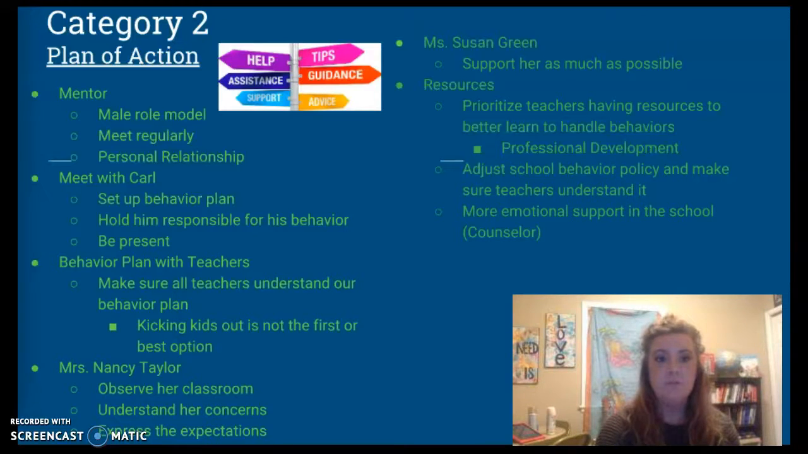Then I would also like to provide resources for teachers. I would like for the district to prioritize teachers' access to better dealing with behaviors in a classroom. I would like to do some professional development, making sure that teachers understand the policy and how to enforce it.